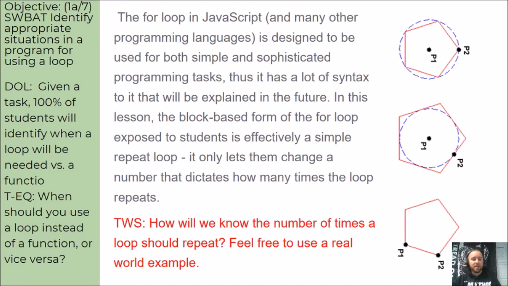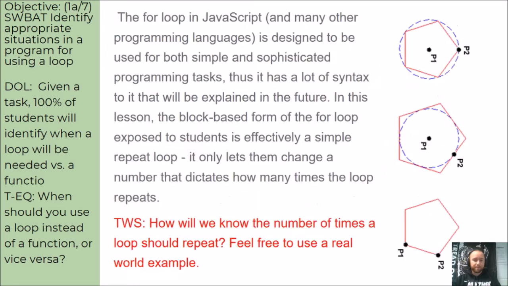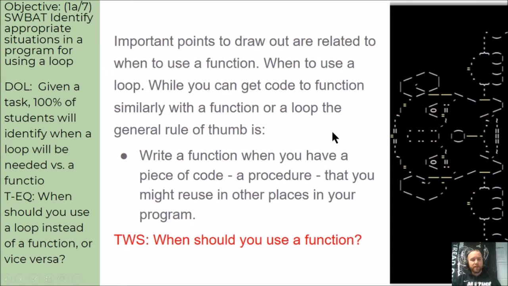So think, write, share here. How will we know the number of times a loop should repeat? Feel free to use a real-world example. Also feel free to go back here and use some code, pseudocode from this example. Important points to draw out are related to when to use a function and when to use a loop.